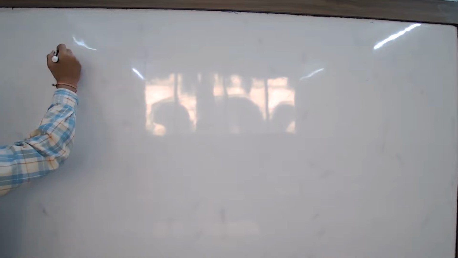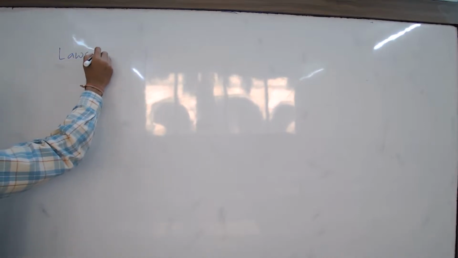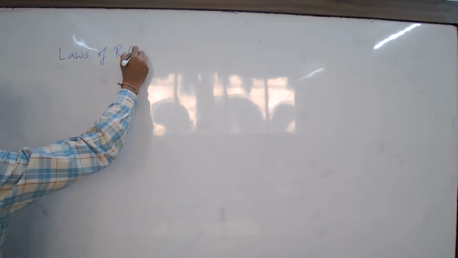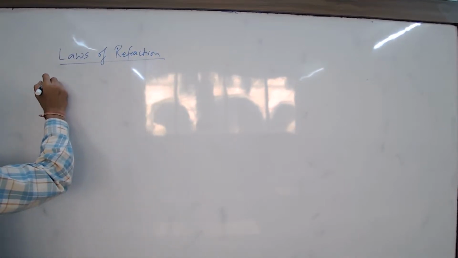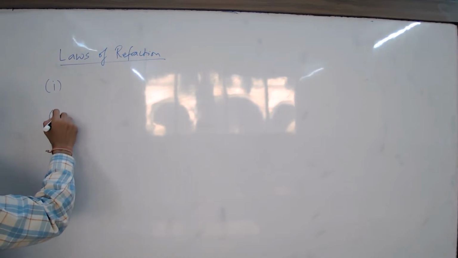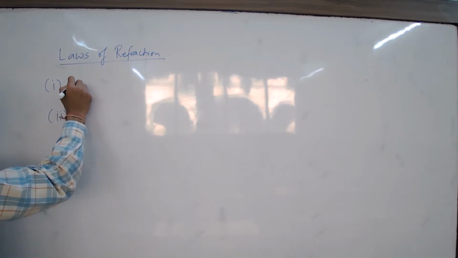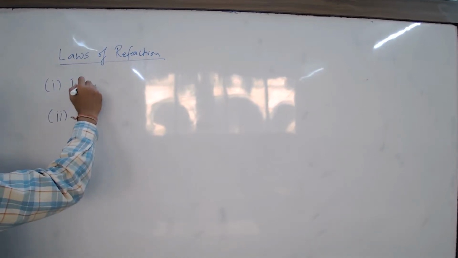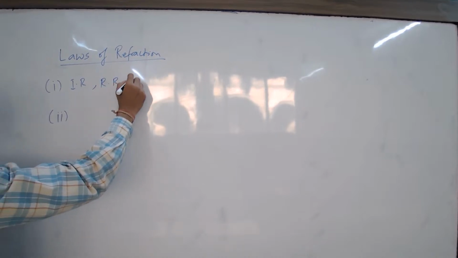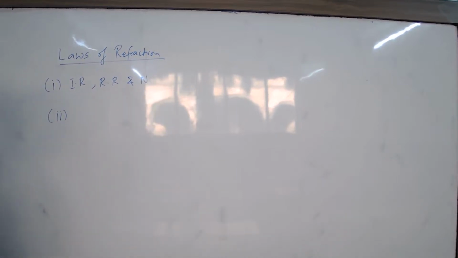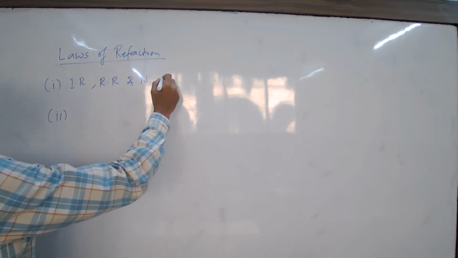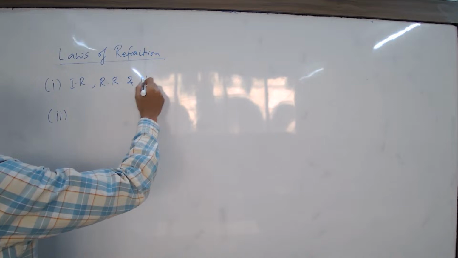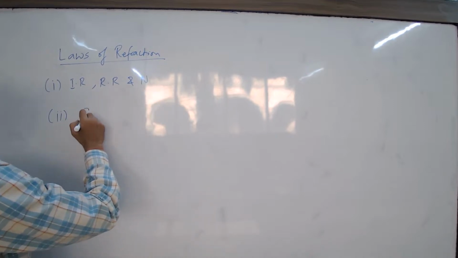So last class में what we did was laws of refraction. So basically two parts. One is incident ray, refracted ray, and normal are in the same plane. ये हमने कर लिया. दूसरा क्या किया था? Snell's law.